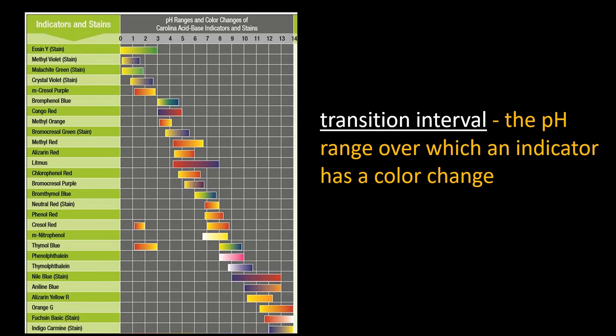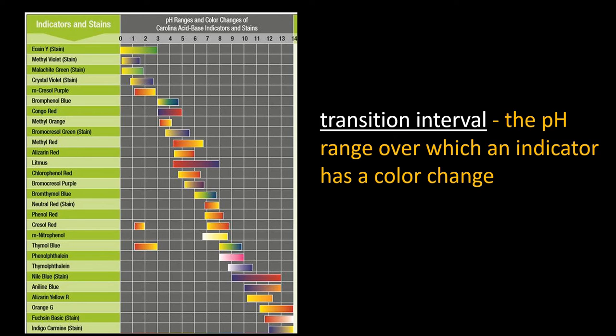So the idea being that if you know what you're looking for, acid or base, about what pH, you would be able to use these different types of indicators to show you if the pH is what you thought it was. If you know around what it is.